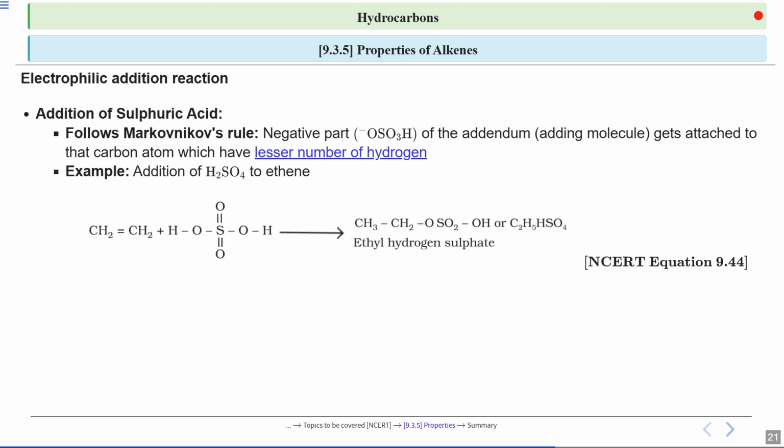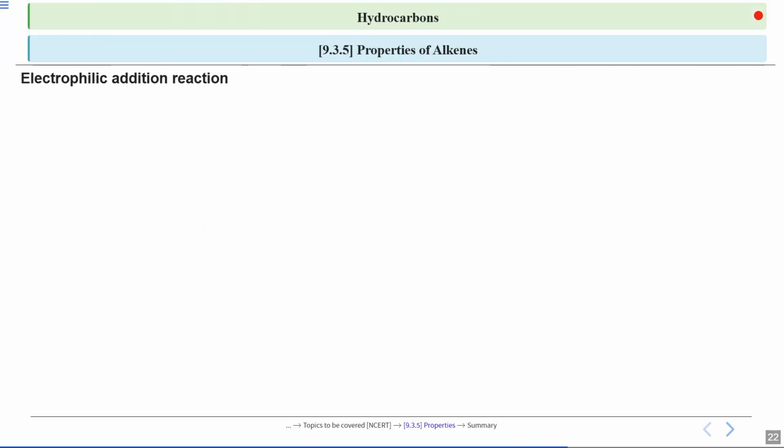Here is an example of that. You can see H2SO4 is getting added to ethene to form ethyl hydrogen sulfate. Here we don't have to worry about the end product because it will be the same due to the symmetrical nature of the alkene. Now this process is used in the industrial preparation of alcohol. Let us move on further. So, we have seen a case of symmetrical alkene where the end product is not affected by Markovnikov or anti-Markovnikov rule.